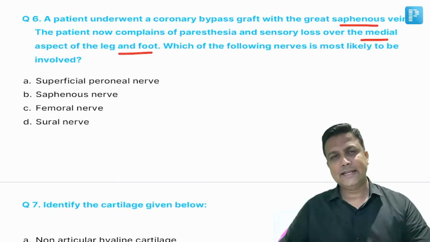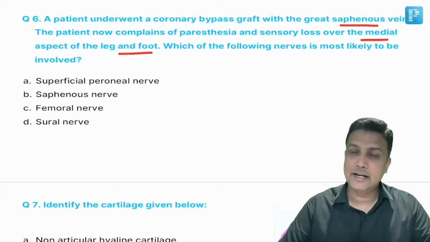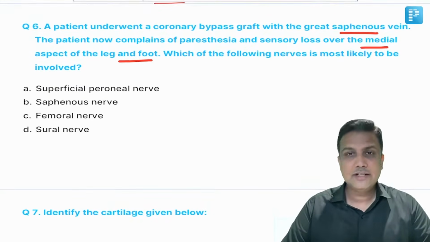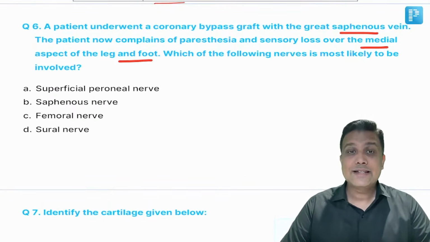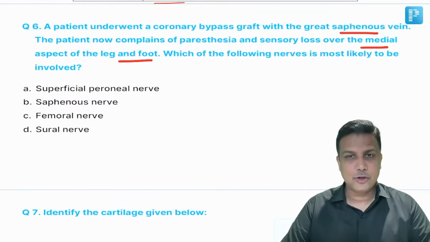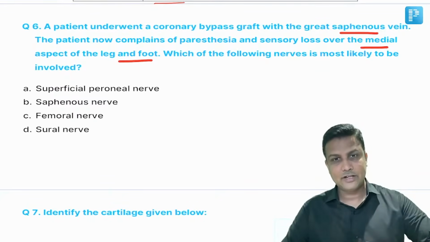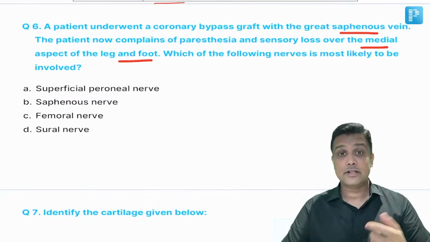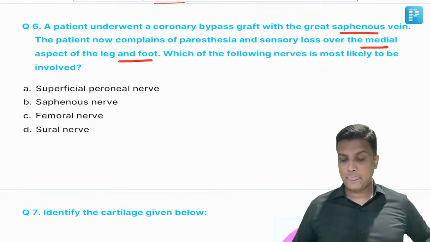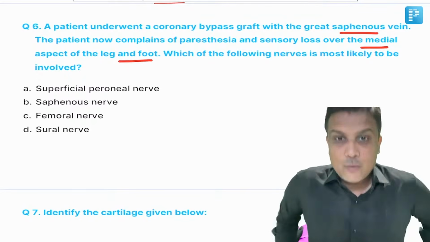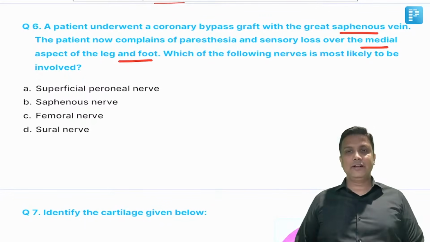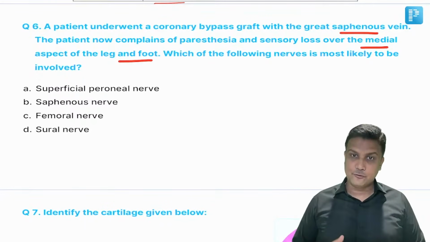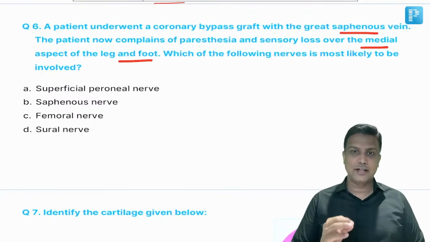So remember, in CABG, we'll be commonly using a great saphenous vein. And along with this great saphenous vein, what is going to happen? Saphenous nerve is the one which is going to travel along with the great saphenous vein. Saphenous nerve is actually a branch of your femoral nerve. And that saphenous nerve is the one which supplies the skin of the medial side of the leg as well as the medial side of the foot up to the ball of the great toe.